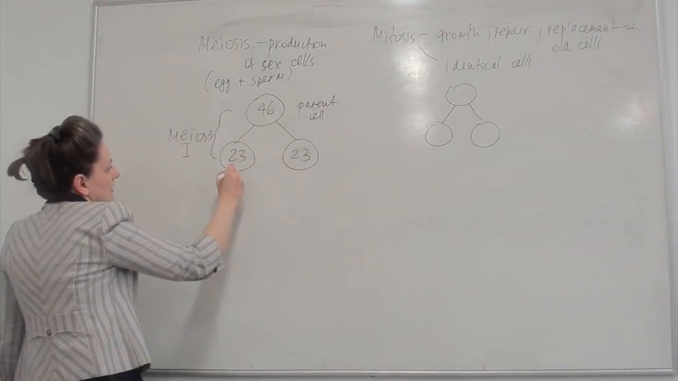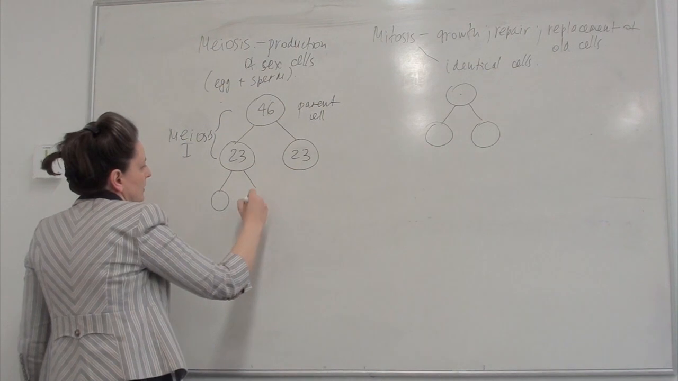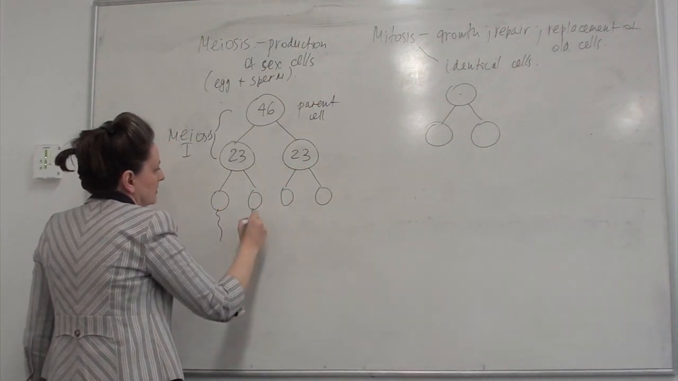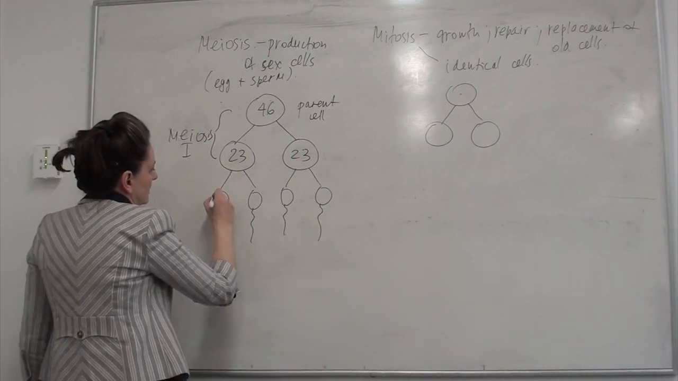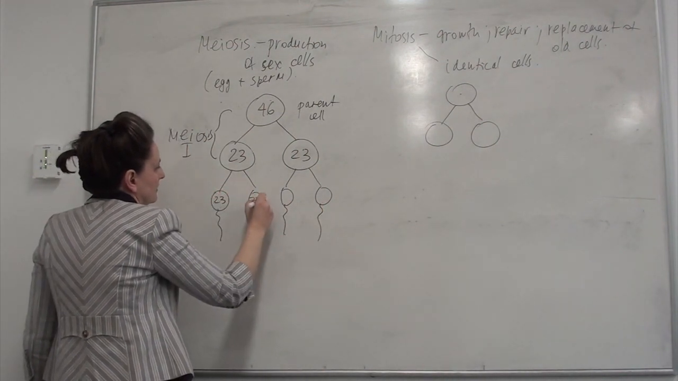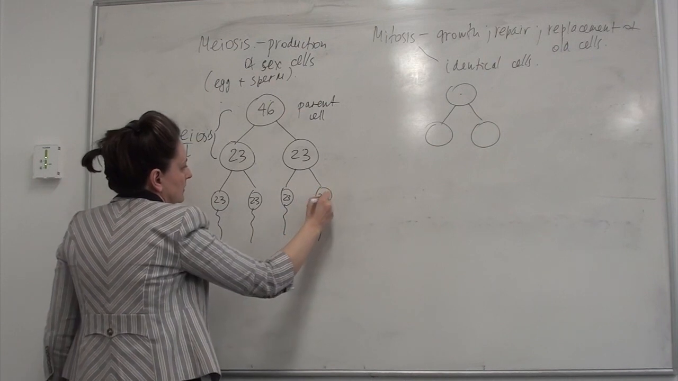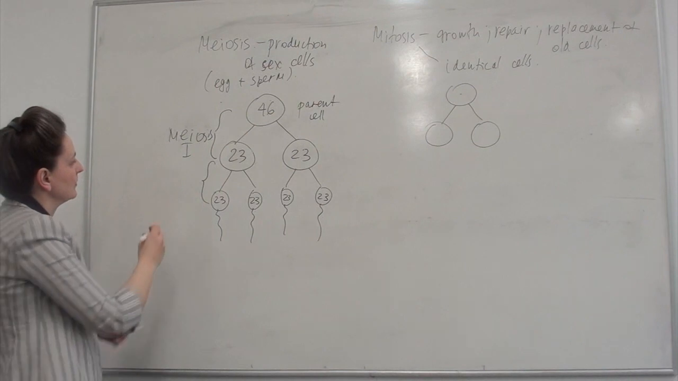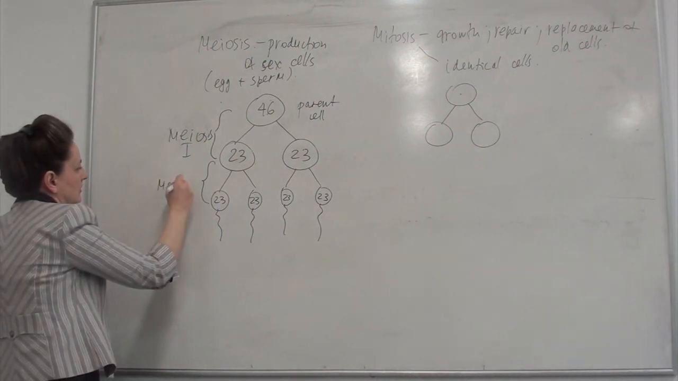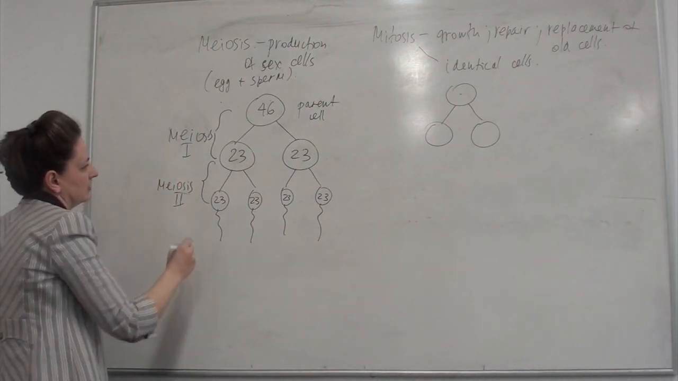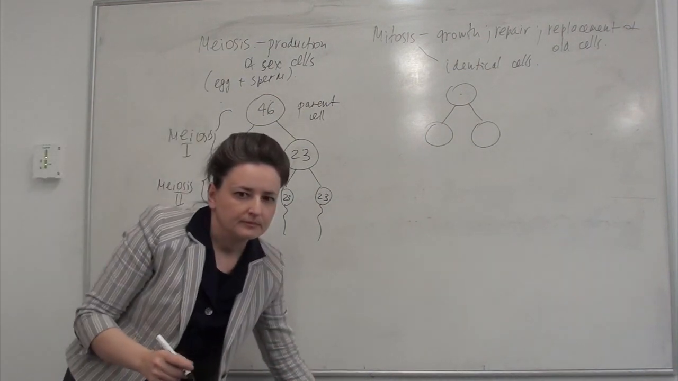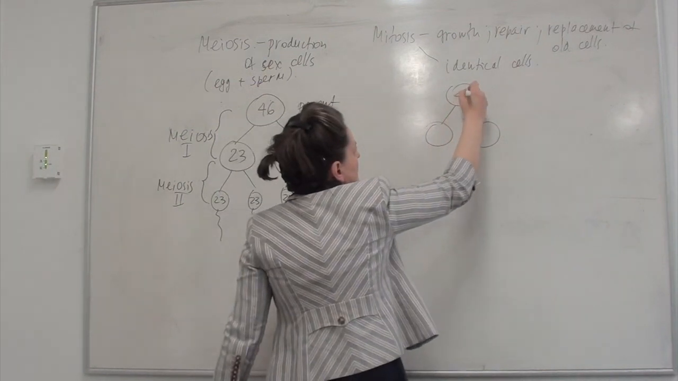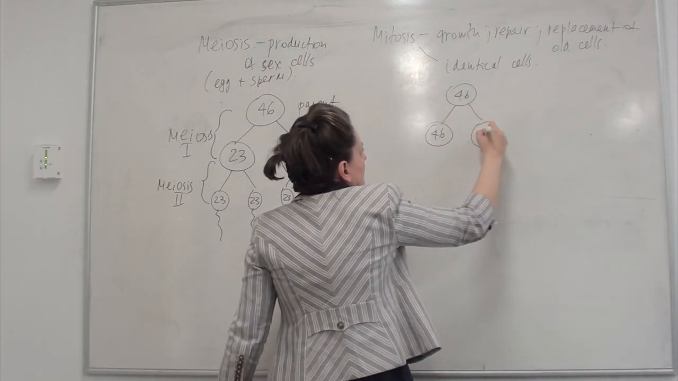And then the second division, where you end up with your full outcome, so let's say these are sperm cells, and each of these is going to contain 23 chromosomes as well. And that's going to be your second division, which is your meiosis 2. That's better. So here you started with 46 and you ended up with 46.